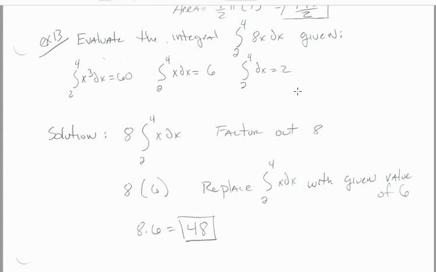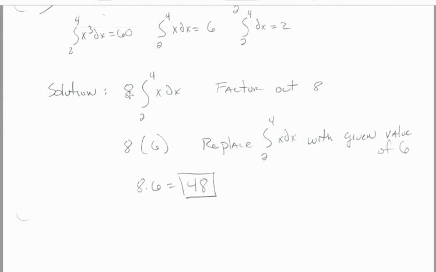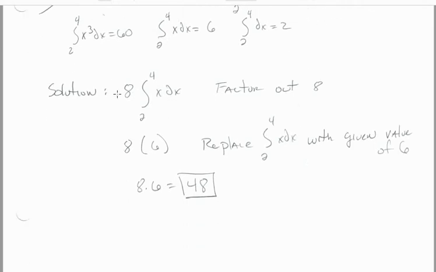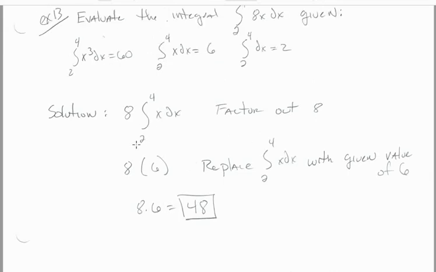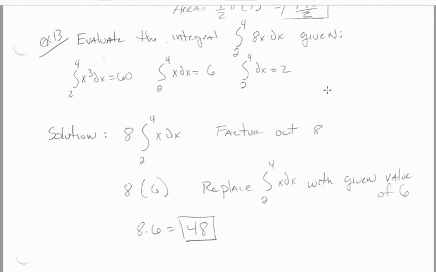Your goal in these problems is to break up your given integral into values that look like the three given ones and then substitute in. So, case B, let's look at this integral. We're given the integral from 2 to 4 of 8x dx. So factor out that 8. That 8 can stay in front of the integrand. When we factor out the 8, we're left with the integral from 2 to 4 of x dx. Well, up here, the middle given value is the integral from 2 to 4 of x dx. It says it's 6. So I can replace that entire integral with 6. So 8 times 6 is 48. That's exactly how easy these problems are.